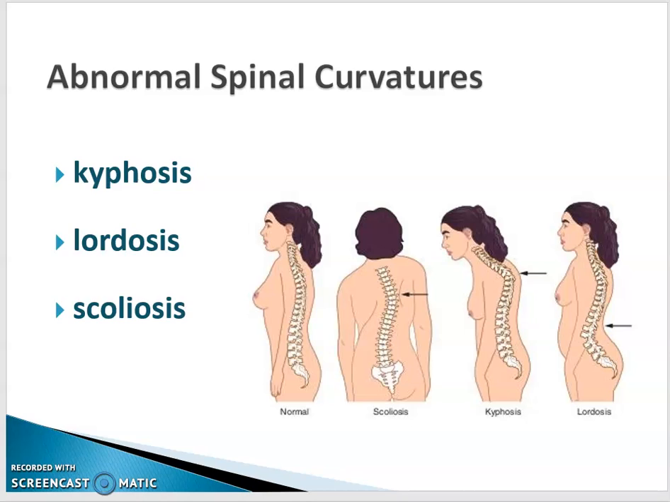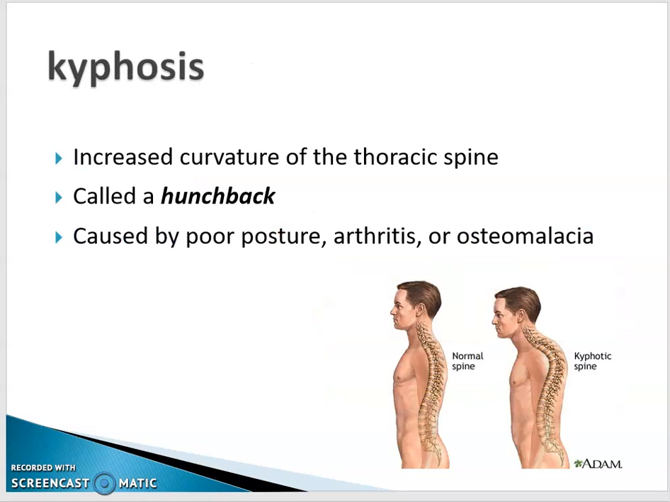Okay, so we do have some abnormal curvatures that happen with spines. We x-ray them a lot, and so we're going to talk about them here. We have something called kyphosis, we have lordosis, we have scoliosis. I've seen all three, and almost every shift I x-ray all three in some form or the other. So we'll start with kyphosis. This is increased curvature of the thoracic spine.